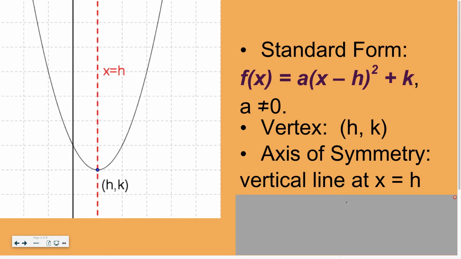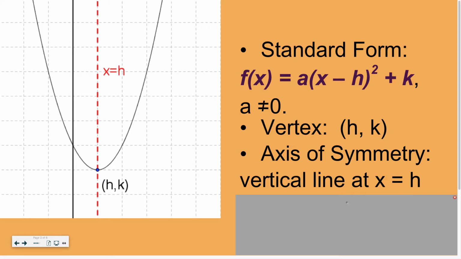Now, I'm having you write these down, but in no way do I want you to memorize the vertex is hk. The axis of symmetry is x equals h. I don't think you need to memorize those. I think we can logically think through what the graph looks like to get our vertex, and we can picture our graph and where that vertical line is to identify our axis of symmetry. Okay? I don't think you need to memorize these things, but you at least have them in your notes to refer to them if need be. Okay? But I want you to think about the graph.